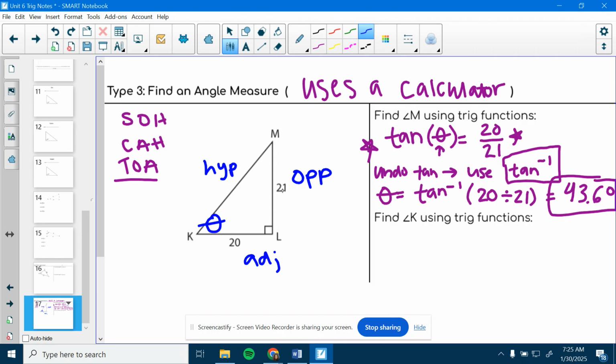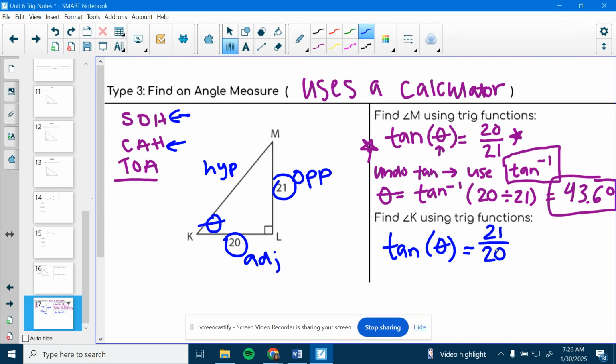You'll notice that I still have opposite and adjacent, which is going to use tangent. That just so happened because I don't have a hypotenuse value, so I can't ever use sine or cosine for this problem. So I'm going to use tangent again. This time I'm finding a different angle theta. My opposite is 21. My adjacent is 20, so it flipped around.